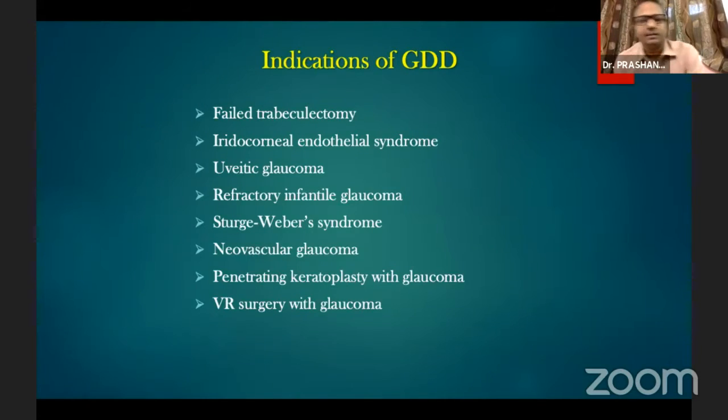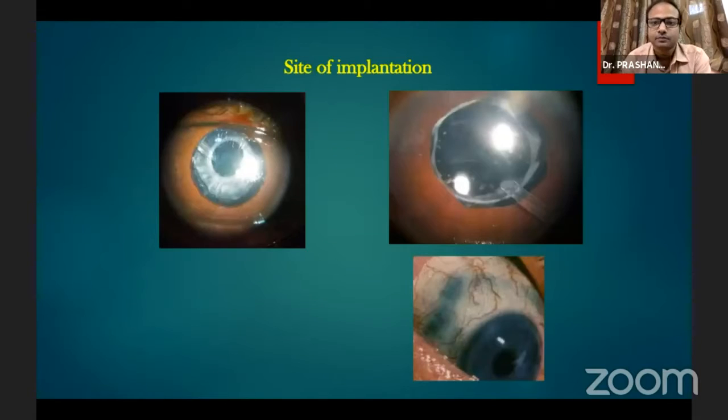The indication for doing an implant is a failed trabeculectomy, as I said earlier, and cases where trabeculectomy is most likely to fail, like iridocorneal endothelial syndrome, uveitic glaucoma, infantile glaucoma, Sturge-Weber syndrome, neovascular glaucoma, and glaucoma with PK or corneal transplantation. Also in certain cases of VR surgery, patients develop glaucoma post-VR surgery. In such cases, implants are very much useful.